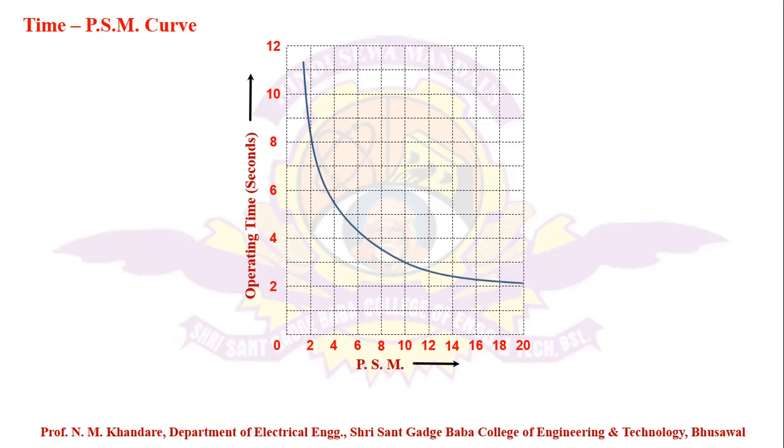As we go on increasing the plug setting multiplier, the time of operation in seconds is inversely proportional to the plug setting multiplier. That's why as the plug setting multiplier is increased, the time of operation decreases. Simply, if the plug setting multiplier is set at 2, then the operating time will be up to 11 seconds. But if we shift the plug setting multiplier to 10, then the operating time is reduced to 3 seconds only.